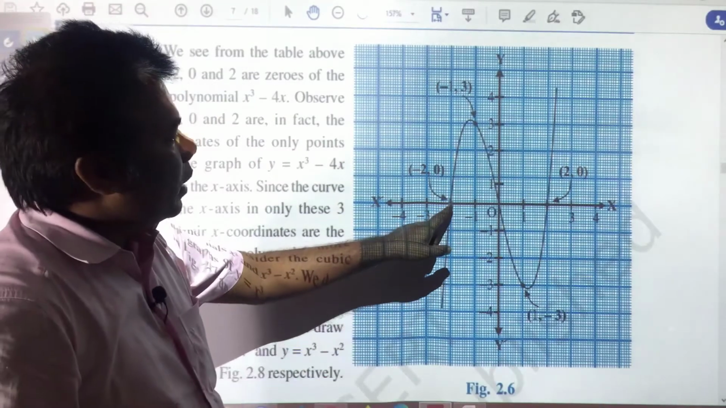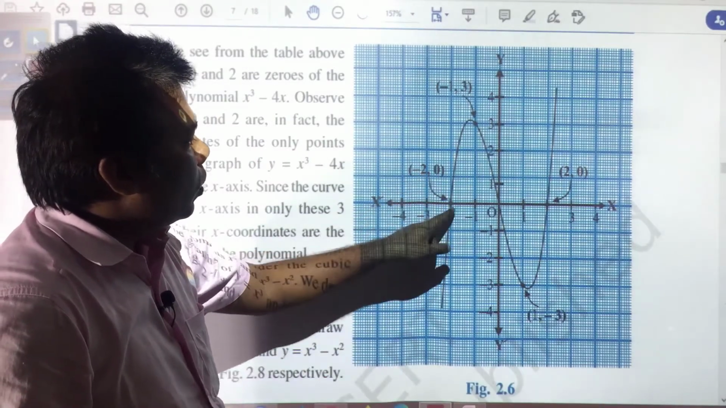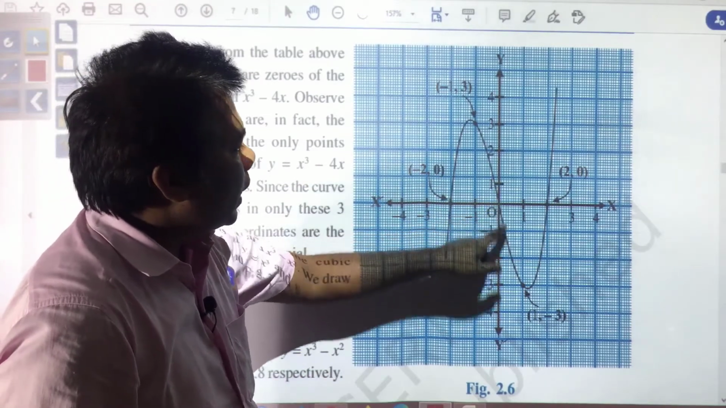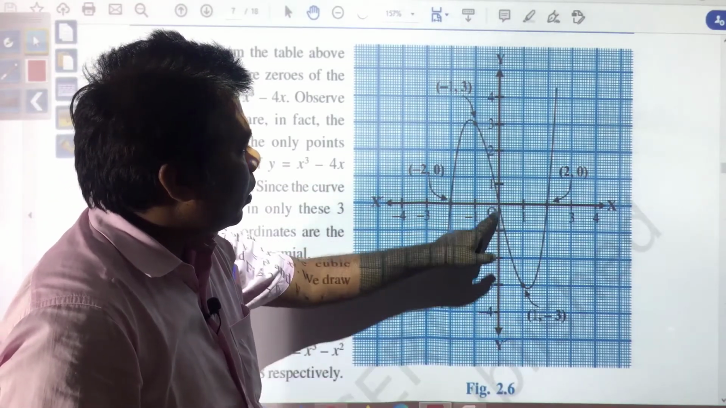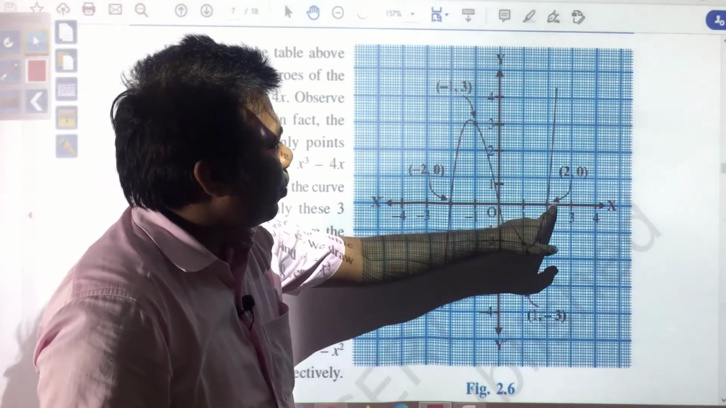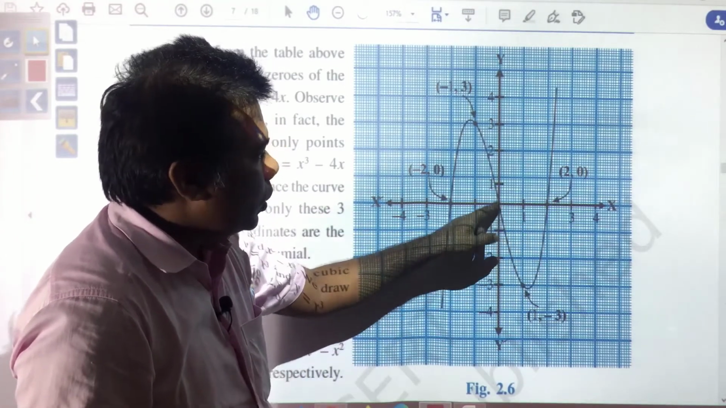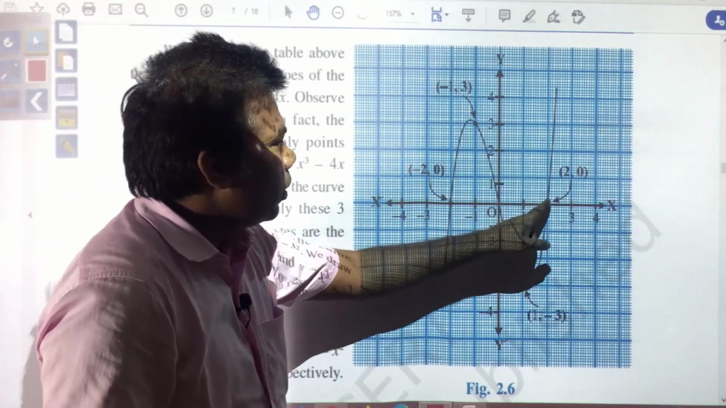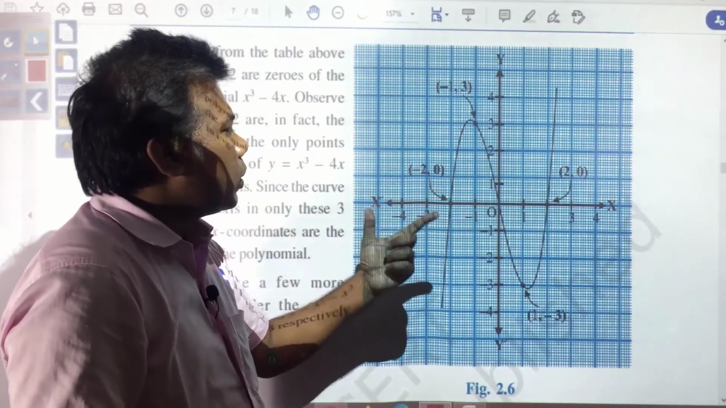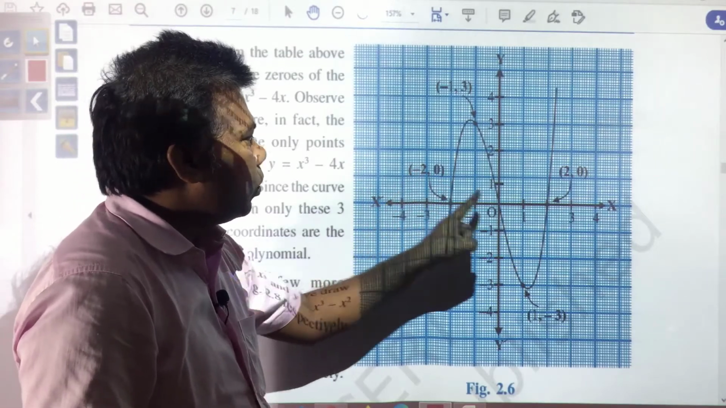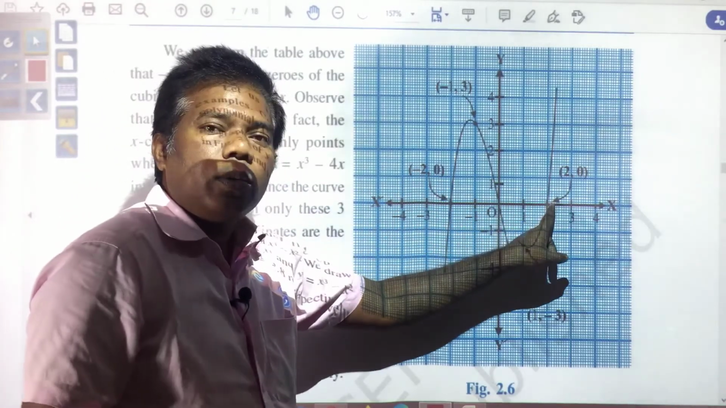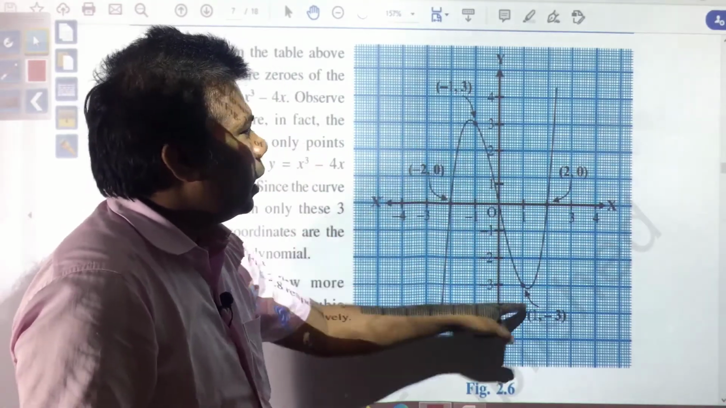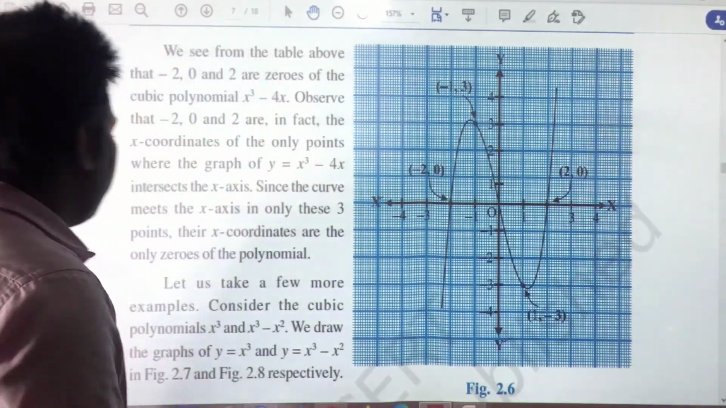So, you have 3 intersecting points. Here you have minus 2, 0 as the first, here you have 0, 0 as the second, and here you have 2, 0 as the third, meaning minus 2, 0, 0, 0 and 2, 0, and the x coordinates you will have are minus 2, 0 and 2. So, at 3 points the x axis is getting intersected in a cubic polynomial.